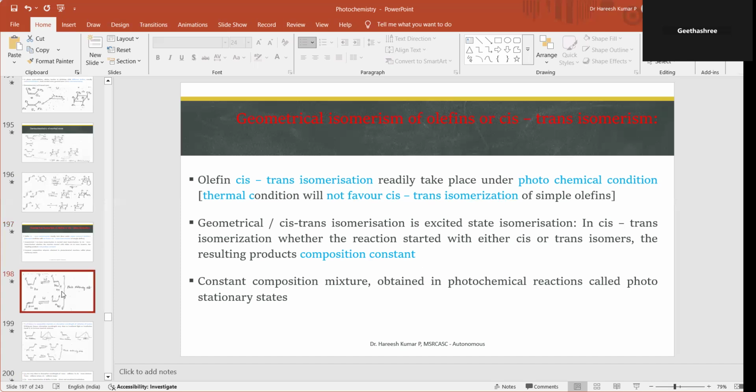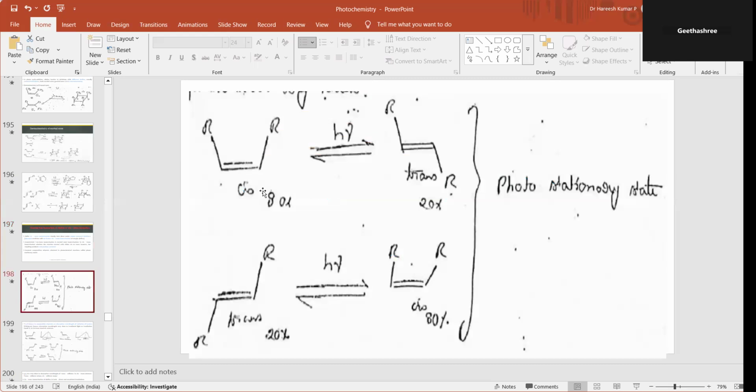So here I am taking an example. So cis is taken. On irradiation, it will give you 20% trans. But what it means is that it will be in equilibrium with cis and trans, 20% trans and the remaining 80% cis. So here I am taking the trans one, which gets converted into 80% cis. What it means is that on photochemical irradiation, cis will be the major product.